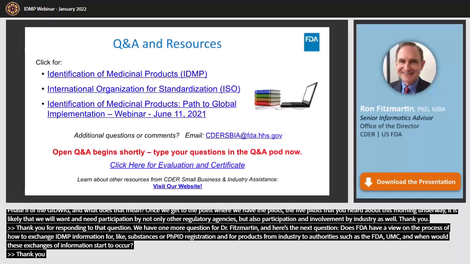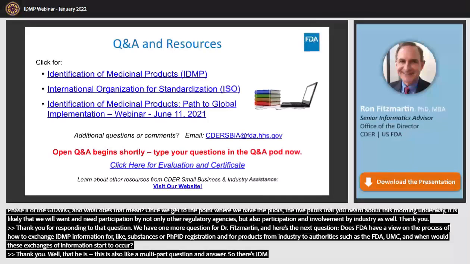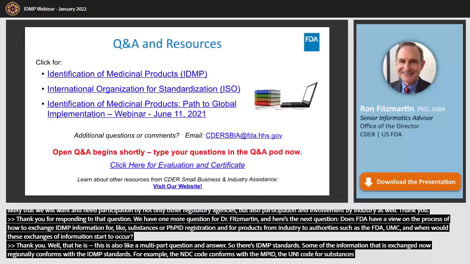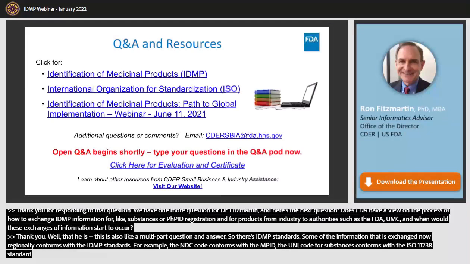Thank you. Well, this is almost like a multi-part question and answer. So there are IDMP standards. Some of the information that is exchanged now regionally conforms with the IDMP standards. For example, the NDC code conforms with the NPID. The Unicode for substances conforms with the ISO 11238 standard. So that's happening now and is clearly specified in some of the tech specs for ICSRs, for example.